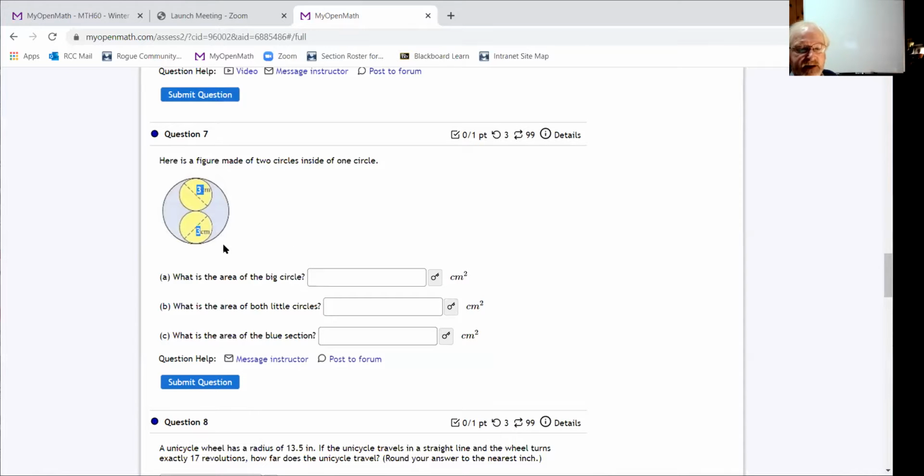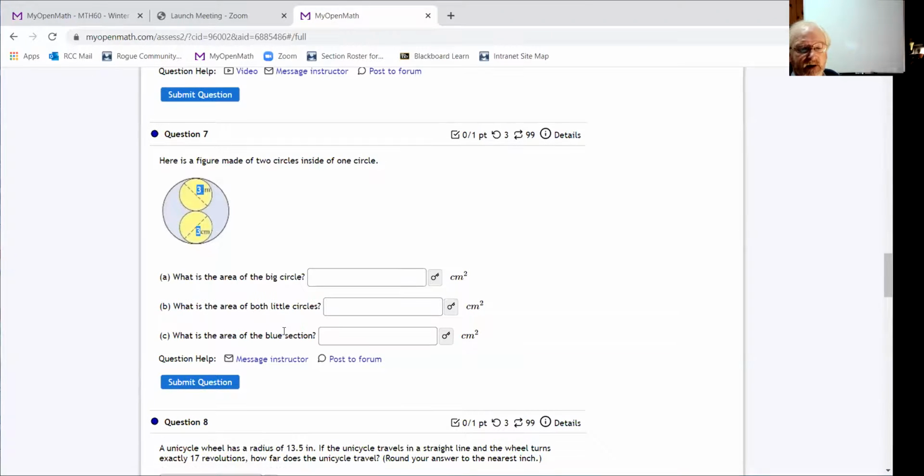So you can use that to find the area of the big circle, pi times that radius of 3 squared. What's the area of both little circles? That means add them together. I always question that. So pi times the radius. I have to cut 3 in half is the radius of the little circle, right? Pi r squared for the little circle, and then times 2 to add them together.